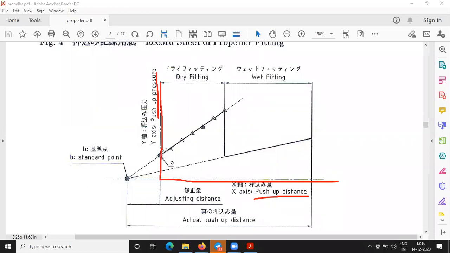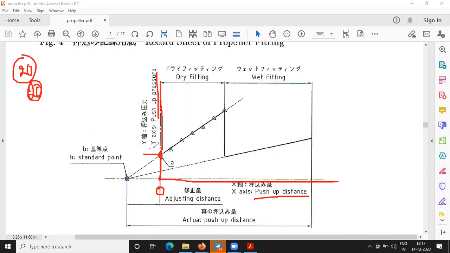A is the point where both the things meet. I will give an initial pressure of 20 bar and I will see the push-up pressure, and this is 20 bar push-up pressure, and what is the push-up distance? That distance I will take as 0. That is what you saw in the previous diagram. Now what I will do, I will start increasing the pressure, say every 20 bar, and I will come to know what the push-up distance is.